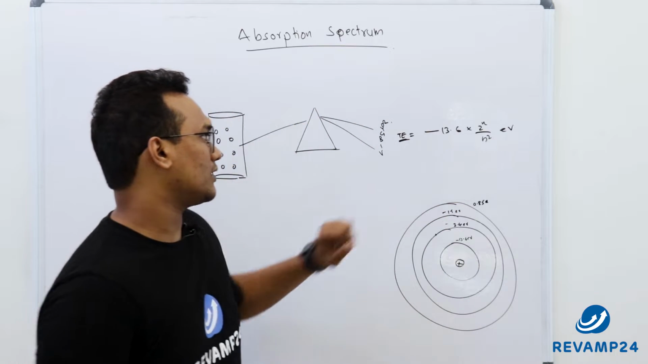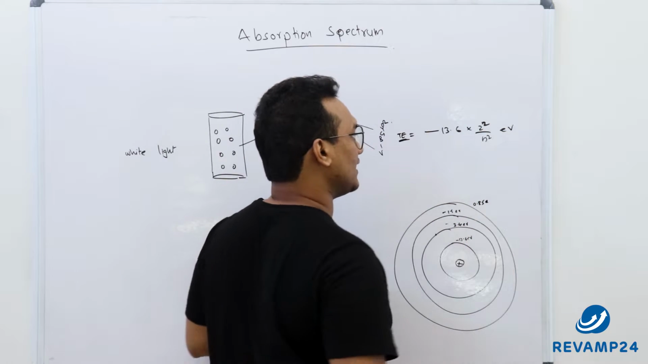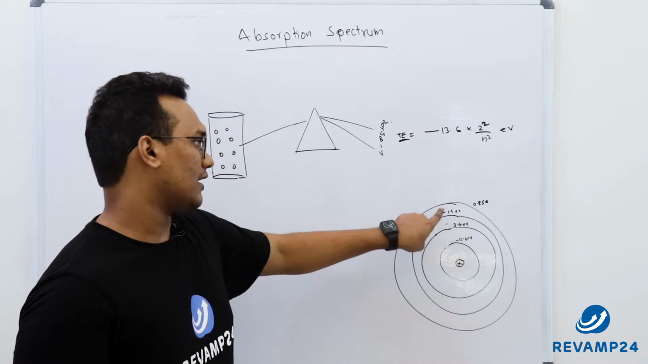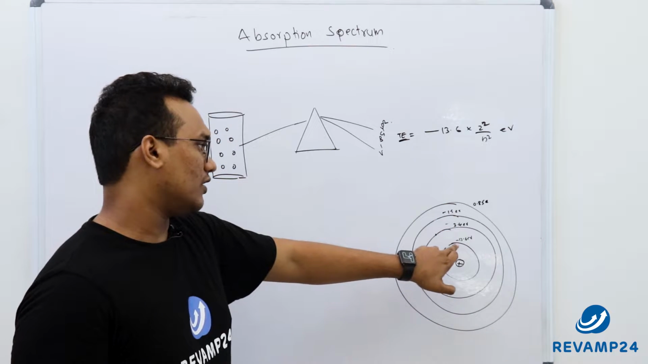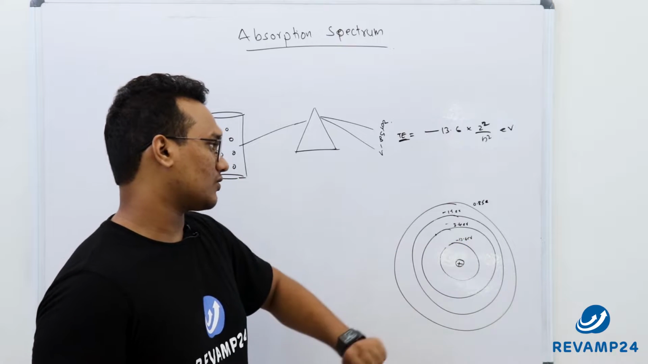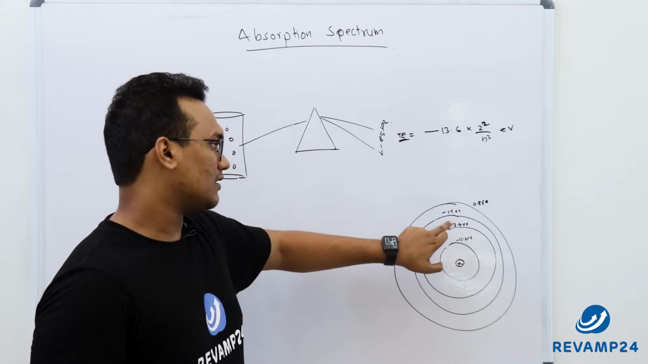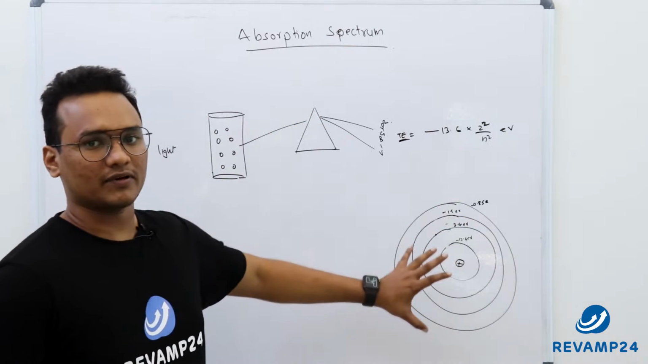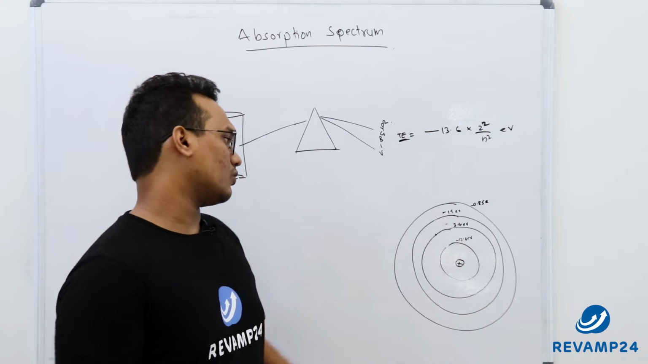So when we substituted the value Z equals 1, that is for the hydrogen atom, for the first, second, third and fourth orbits, we got values like this: minus 13.6 electron volt for the first orbit, then this one, then this one, again minus. All this minus represents that electrons are bound to the nucleus.